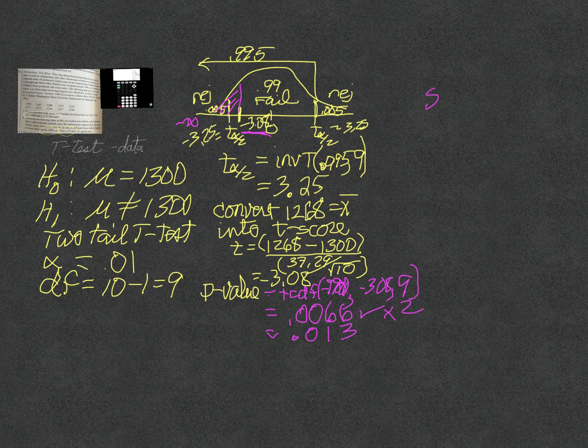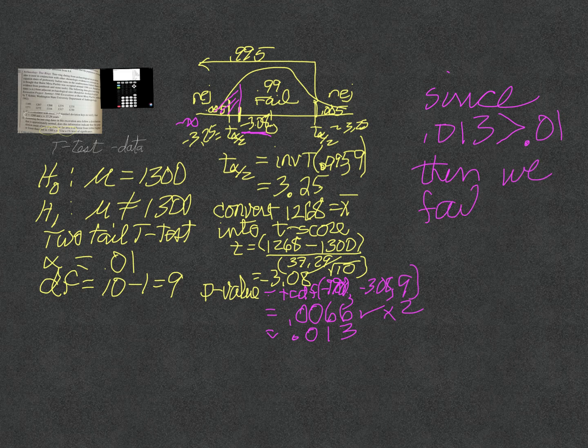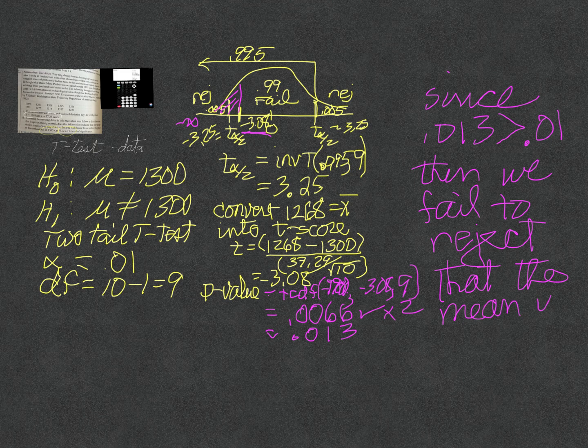All right, since 0.013 is greater than 0.01, okay, it's not a lot greater, but it is greater, then we fail to reject that the mean mu is equal to 1300.